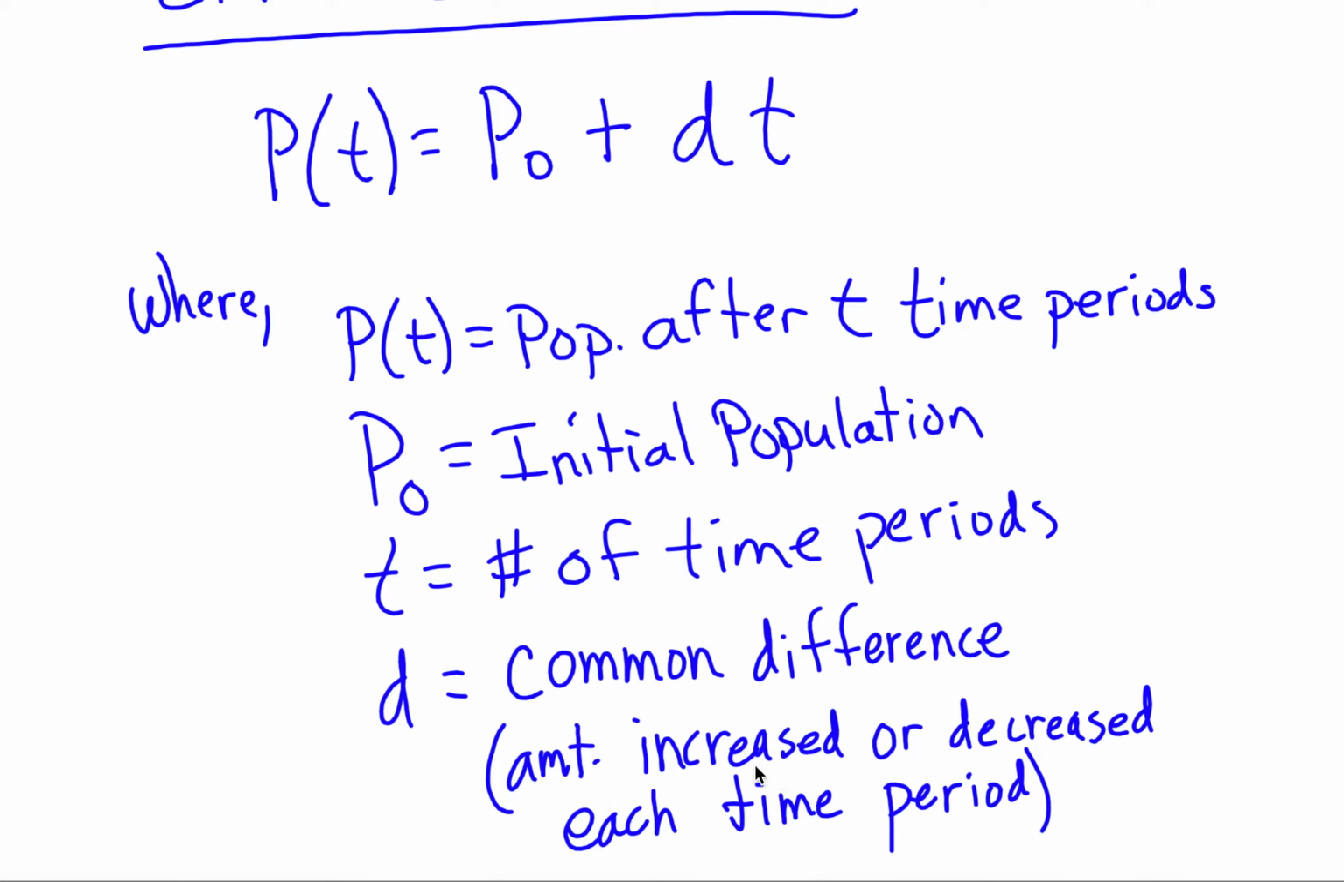So it's amount increasing or decreasing, because you can actually be getting smaller with a growth model. It doesn't seem like growth, but it is called a growth model even though it's getting smaller. So you can increase or decrease each time period. If you increase, D is positive. If you decrease, D is negative.